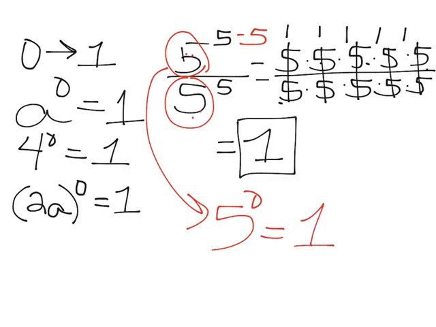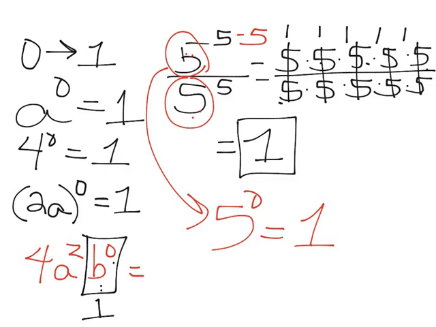Do not let that trip you up if you see 4a squared b to the 0. Okay, look. The only thing that gets to 0 is the b. This little guy right here is the only thing that has b to the 0, which means that it is the only thing that is equal to 1. Therefore, it is 4a squared. Anything raised to the 0 power is 1.